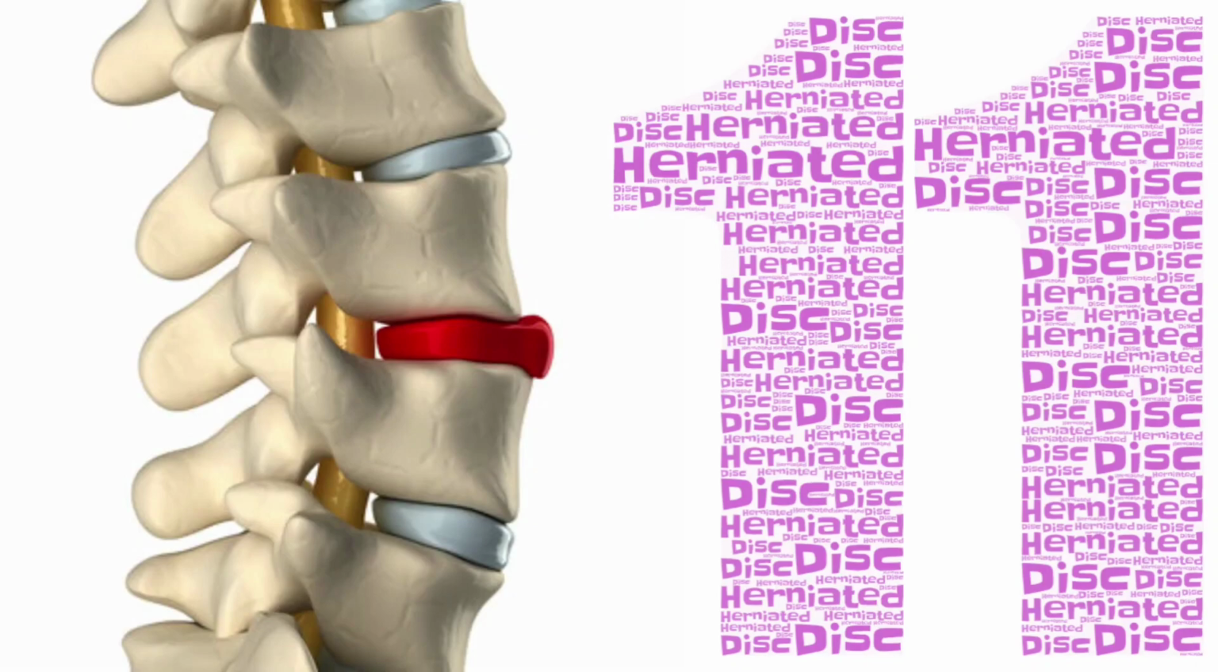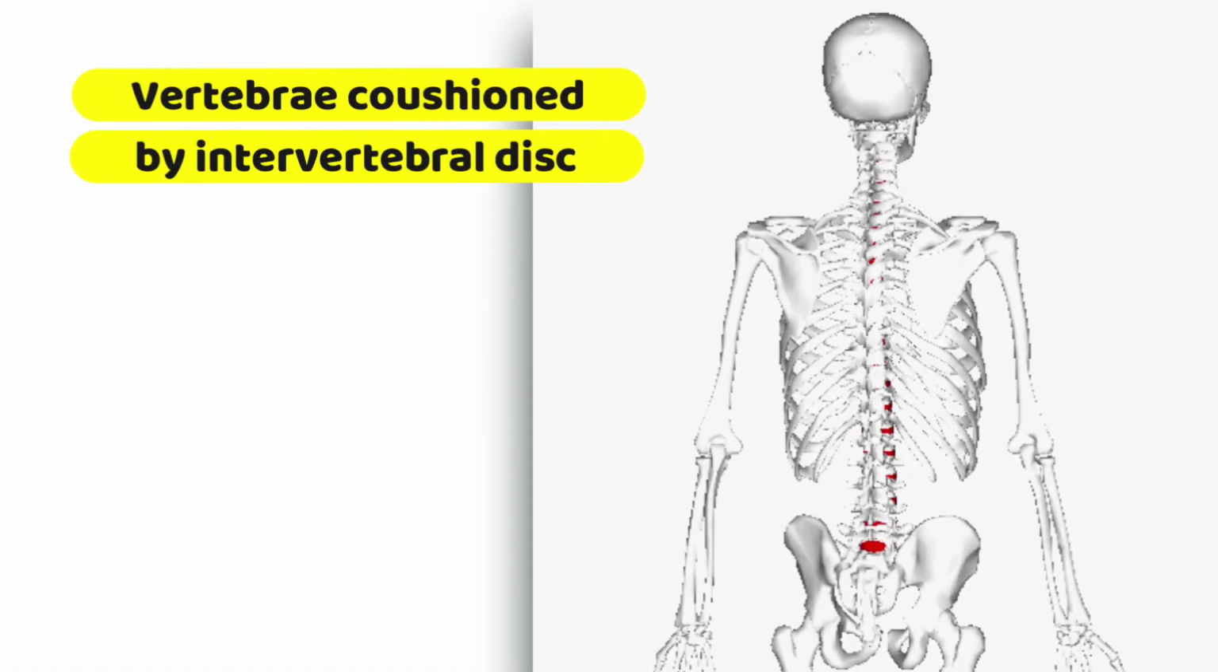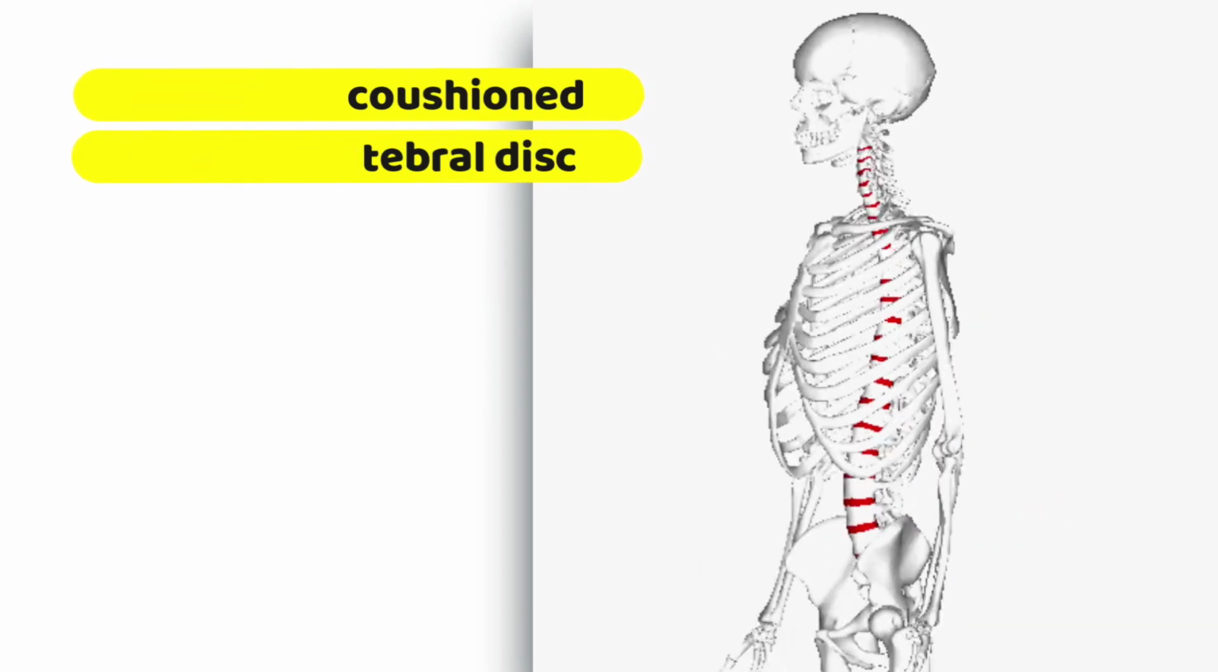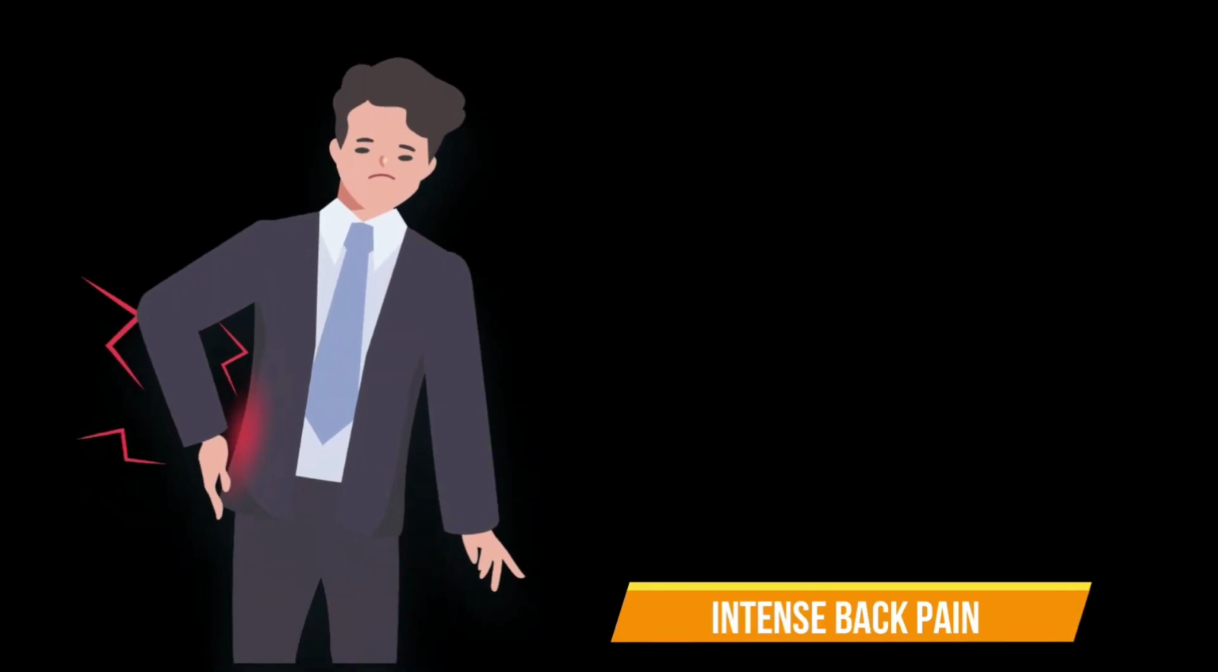Next is herniated disc. The vertebrae are cushioned by intervertebral discs that are prone to wear and tear from aging and injuries. A weakened disc may rupture or bulge, putting pressure on the spinal nerve roots. This is known as a herniated disc and it can cause intense pain.